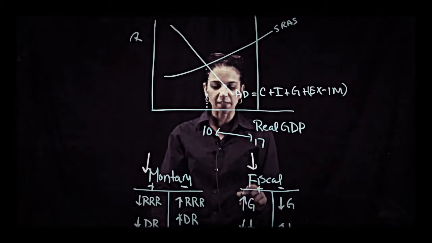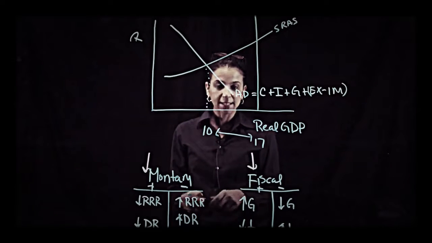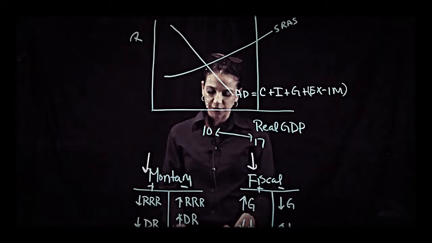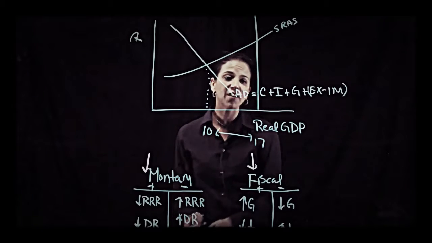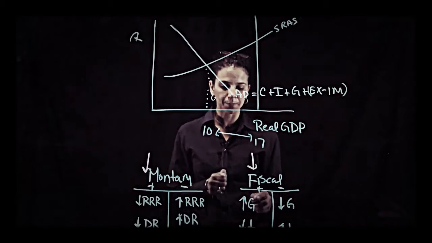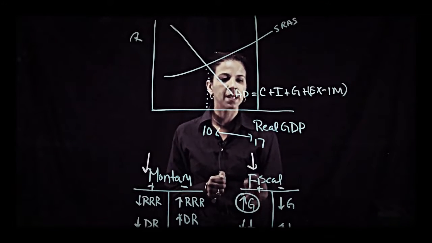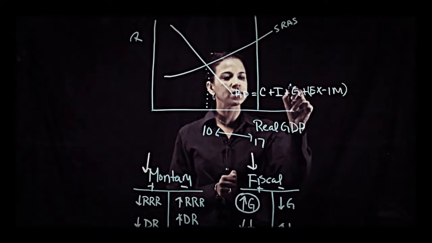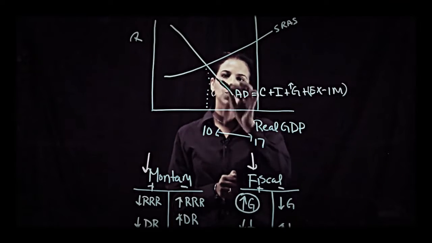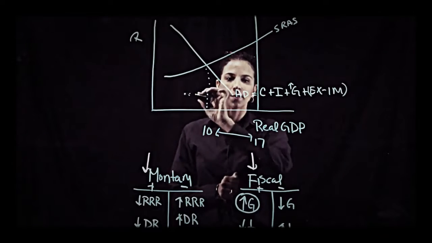So I can either do something in this column or in this column. Let's assume that I'm going to focus on fiscal policy. If the government wants to increase, let's say, government spending, we're going to increase G. If the government steps in and increases G right here, you would expect to see the aggregate demand go up, right?